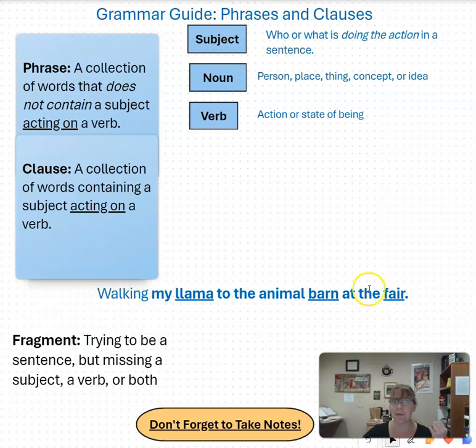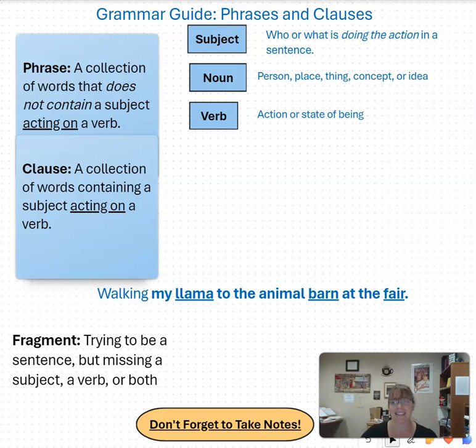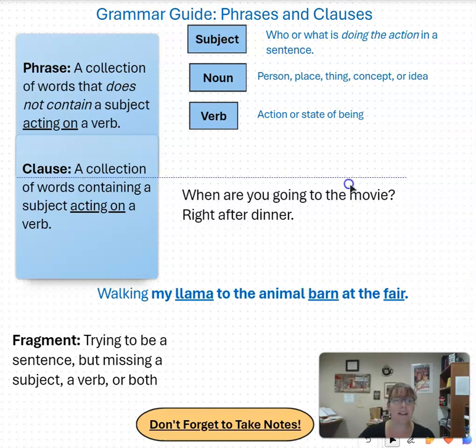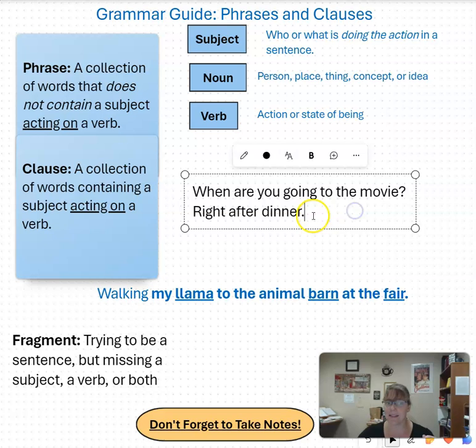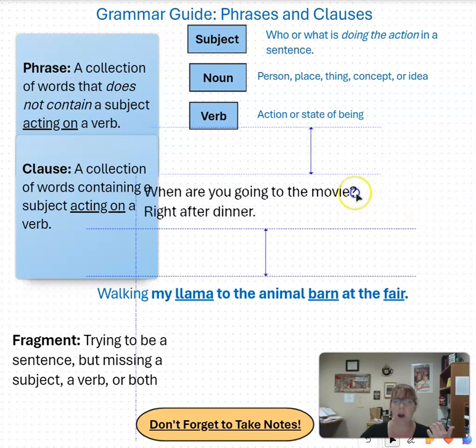Okay, a sentence fragment is trying to be a sentence. It's pretending to be a sentence. It's written out there in our piece, but the reader is missing essential information from that sentence. Many times we don't catch sentence fragments. We don't understand that we have a phrase, not a clause, because we know what we intended to say, right? In fact, a lot of times we talk to people like this. So they say, when are you going to the movie? Right after dinner.